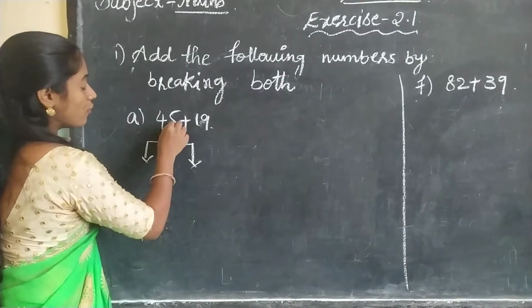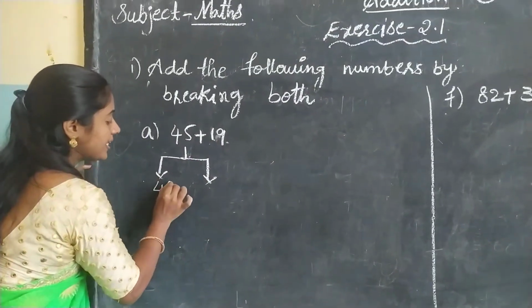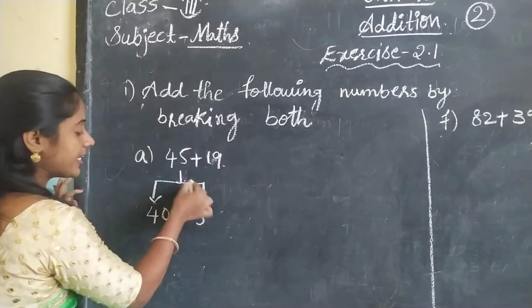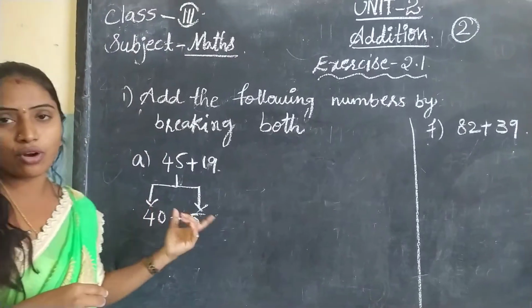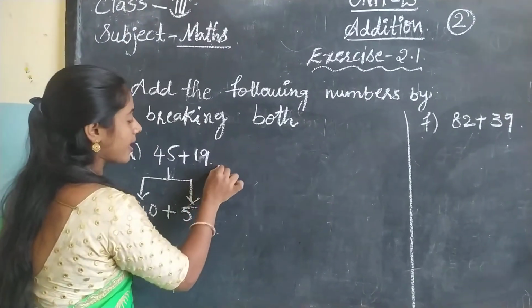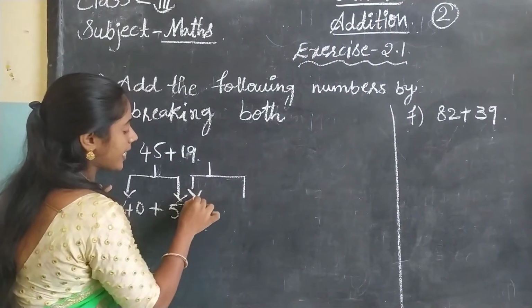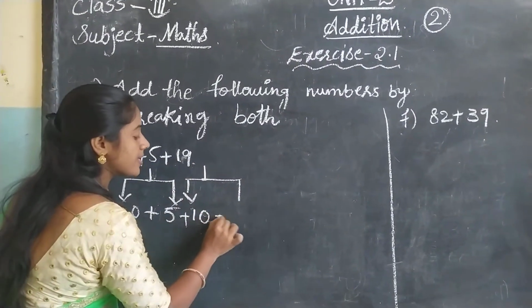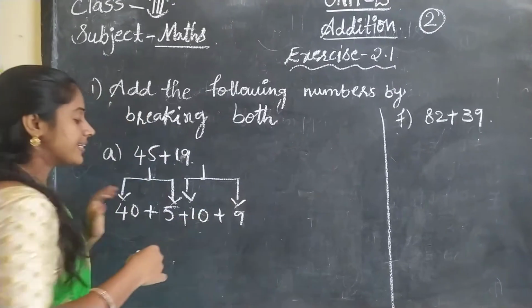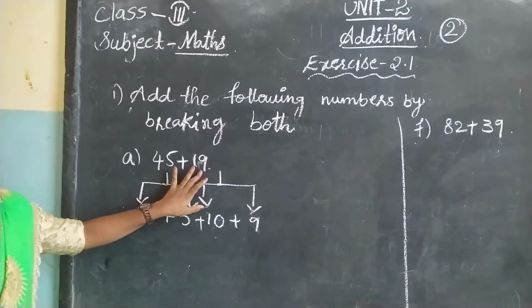49 means 45 means 40 plus 5. Okay. 40 plus 5 is equal to 45. Next we are breaking this 19. How to break here? Say 19 means 10 plus 9. Okay. 10 plus 9 equal to 19.